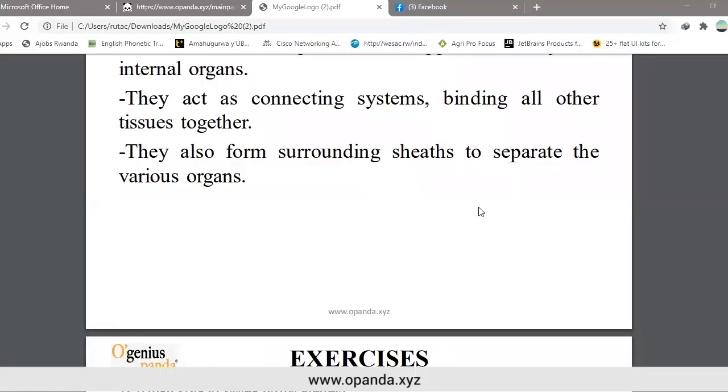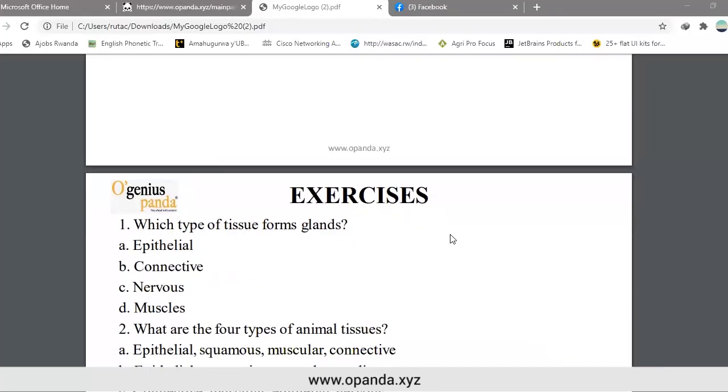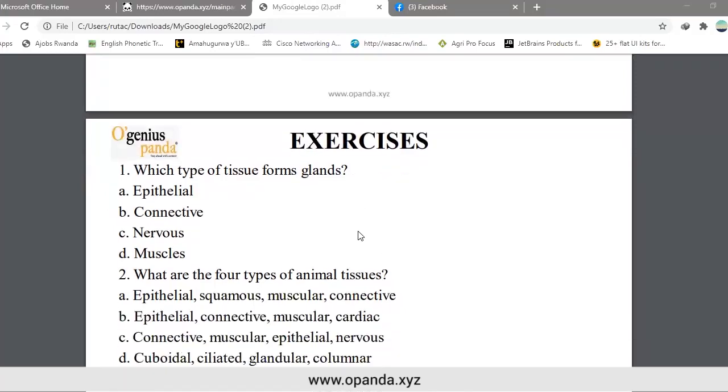Now let's go to these exercises, which are not many, to test our understanding of the course today. Number one, which type of tissue forms glands? We have epithelial, connective, nervous, and muscles. For yours.